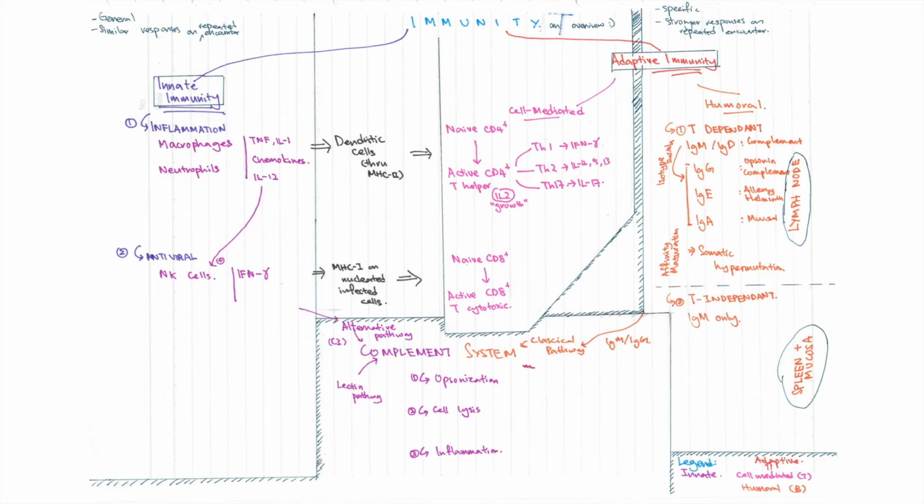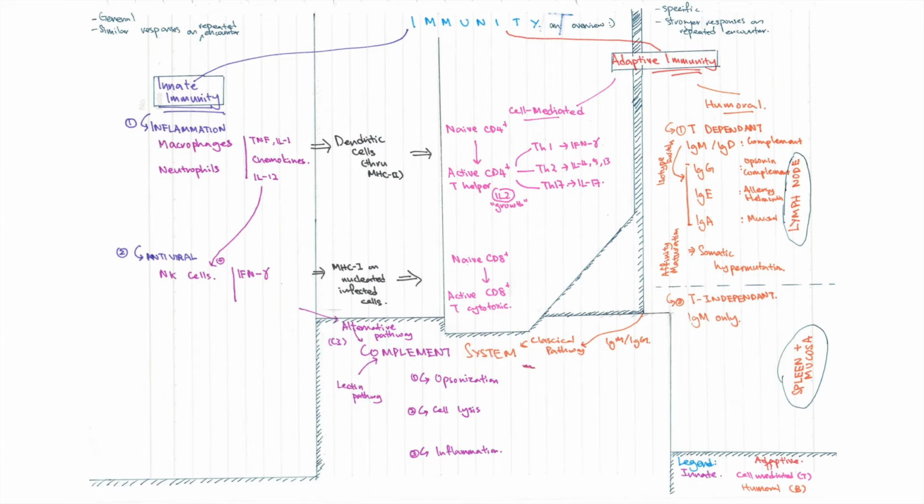As we move on to the adaptive immunity, there's a link, and that link is the antigen presentation, which is done by dendritic cells through MHC class 2. Dendritic cells will capture the antigens from the peripheral tissue and then move to the lymph nodes, and then present it to your T cells through MHC class 2. Another form of antigen presentation is on MHC 1, and it's on the nucleated infected cells themselves.